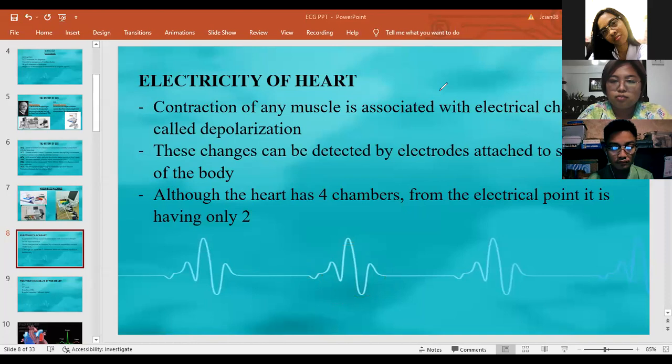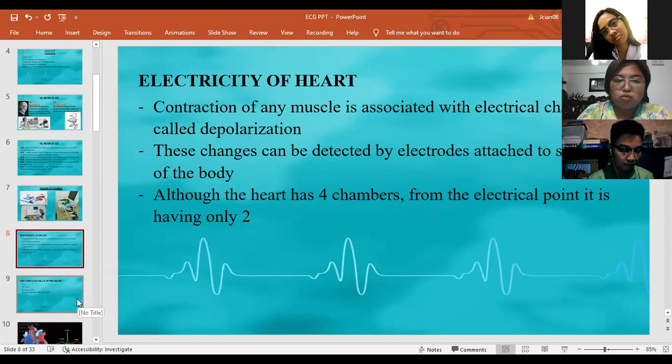Tapos, these changes can be detected by electrodes attached to the surface of the body. Although the heart has four chambers, di ba? Naalala nyo yung tawag dyan? Anatomy and physiology ng ating heart, tinuturo po yung apat na chambers po niyan. Then, from the electrical point, it is having only two. Pinakomplikado lang. So, mamaya, matatakil natin yan para hindi kayo malito.